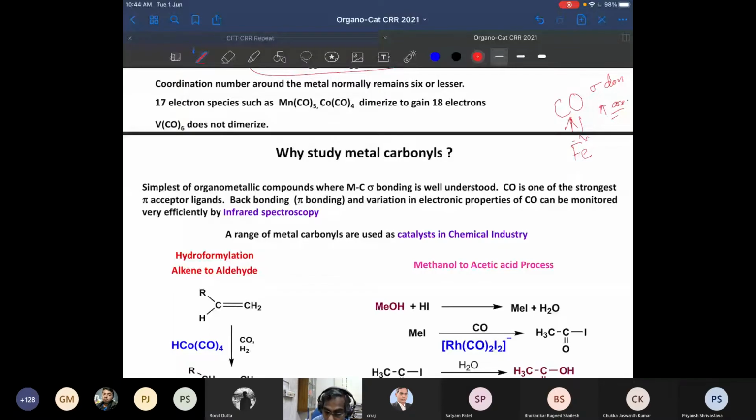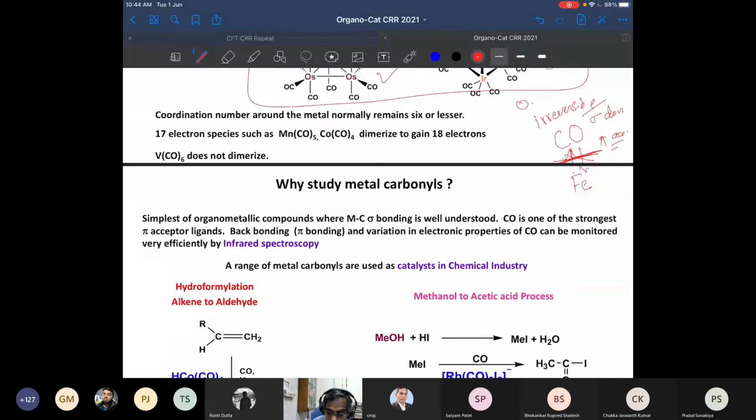Earlier I mentioned that you cannot simply break this bond. If you want to break it, the entire hemoglobin has to be destroyed. Simply this bond cannot be broken, so we say it is an irreversible binding. On the other hand, oxygen is a reversible binding. So carbon monoxide binds irreversibly. Now you understand why we are talking about the carbonyl.